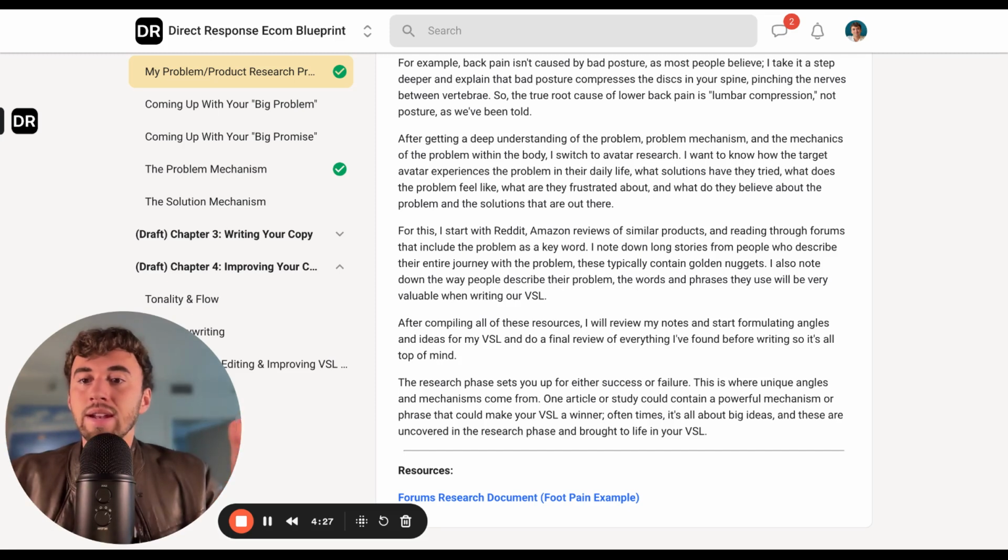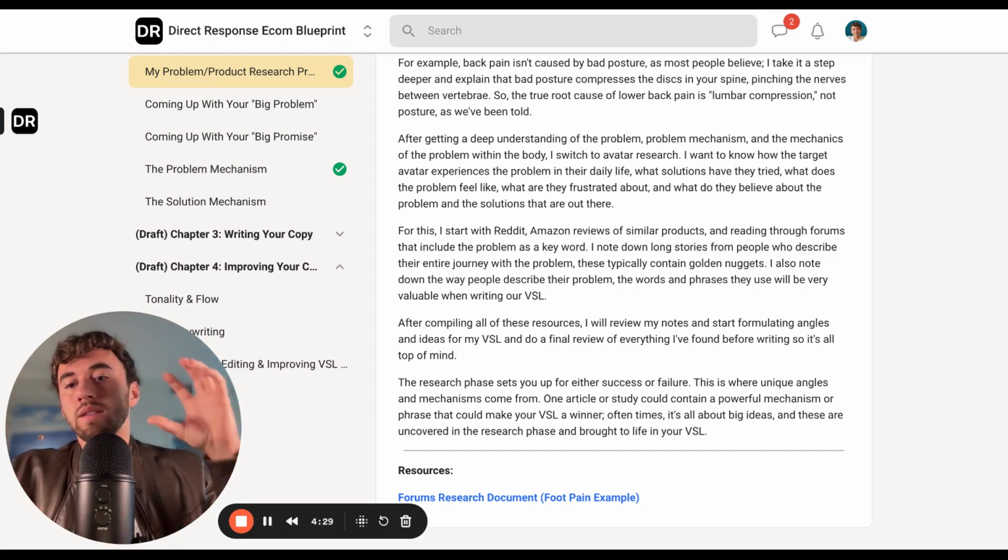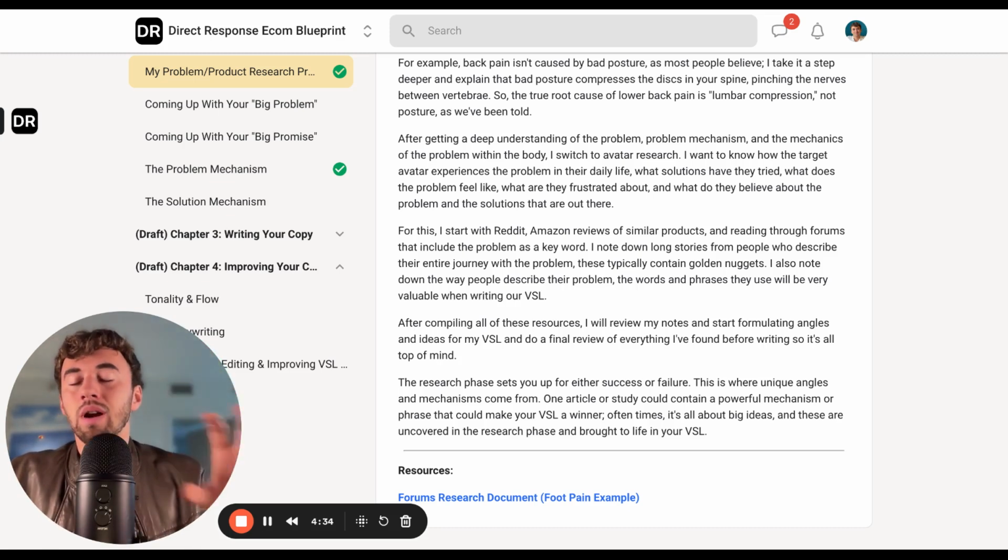And you'll also have your main copy elements start to take shape. The big problem, the big promise, the alternative solutions, the problem mechanism, the solution mechanism, the testimonial. These things are going to start coming together through your research process, and it's going to make writing much, much easier. So I review all of this, and then I sit down and I write the VSL when it's all fresh in my mind.